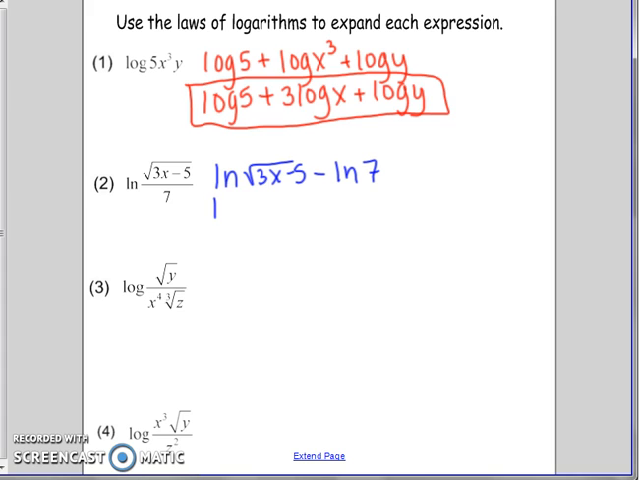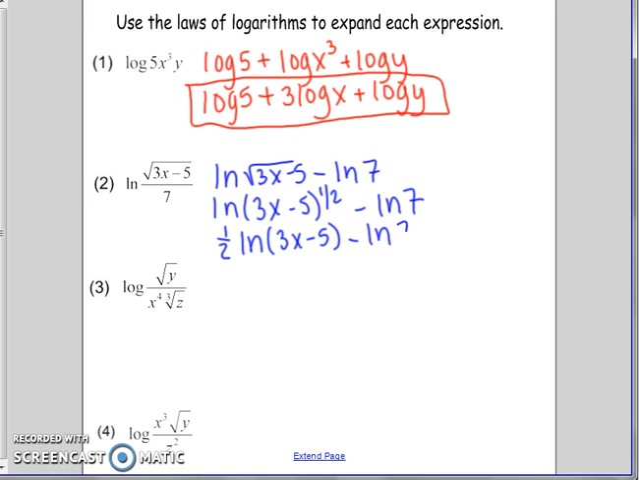Now we can't have radicals when we're expanding. So we're going to first rewrite this as 3x minus 5 to the 1/2. And then we're going to just keep ln of 7 the same. And then the exponent now must go in front. So we're going to have 1/2 ln of 3x minus 5 minus ln of 7. And now this is fully expanded. So in fully expanded form, you don't have any exponents, you don't have any radicals, you don't have any multiplication or division. You're going to have adding and subtracting.